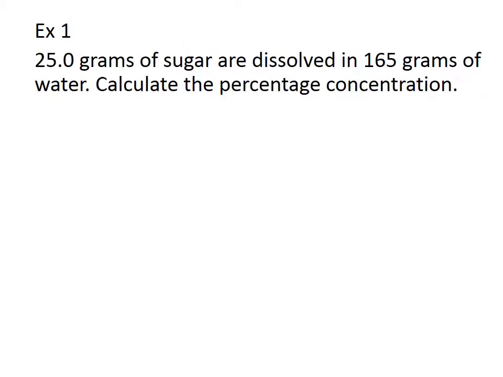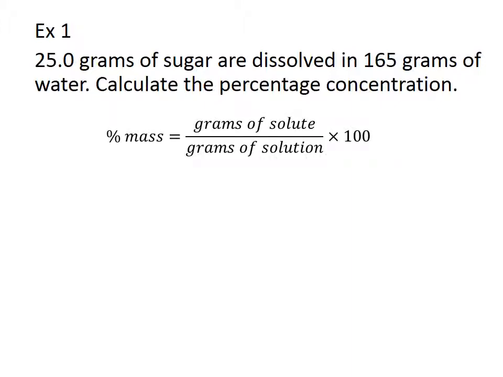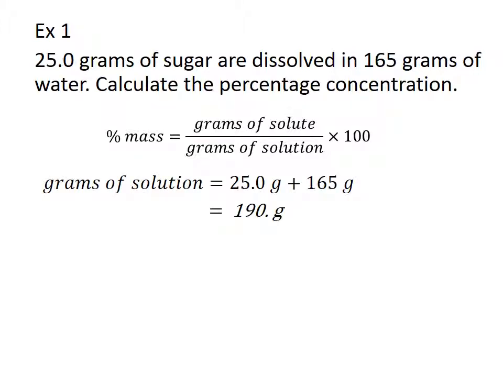So let's look at an example. We have 25.0 grams of sugar dissolved in 165 grams of water. Calculate the percentage composition or concentration. So you first know that this is the equation we're going to be using. We need grams of solute and we need grams of solution. We can calculate our grams of solution by adding the two masses of our solute and solvent together.